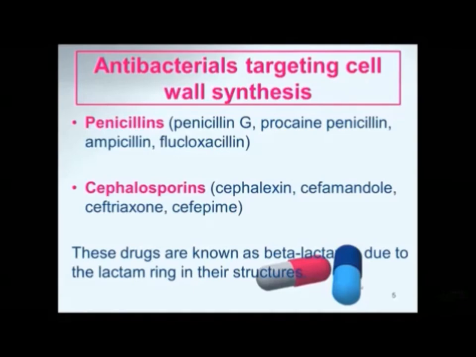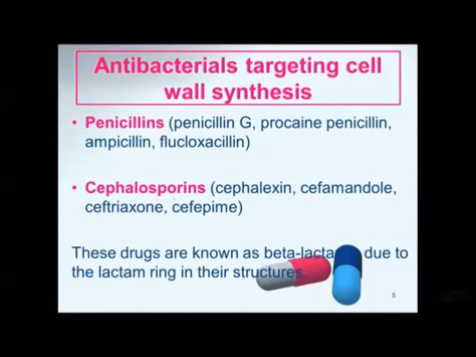Okay, so let's just have a look at some of those beta-lactams. We've got the top two on the list here, the penicillins and the cephalosporins. These are the two that we're going to look at. Anything that belongs to the penicillin class of drugs you will recognize because it will have that -cillin ending. So penicillin G, there's also penicillin V, procaine penicillin, ampicillin, flucloxacillin, amoxicillin. All the cillins are penicillins.